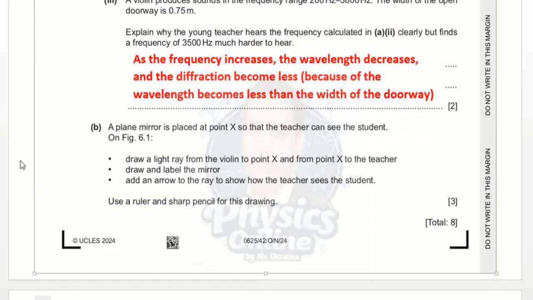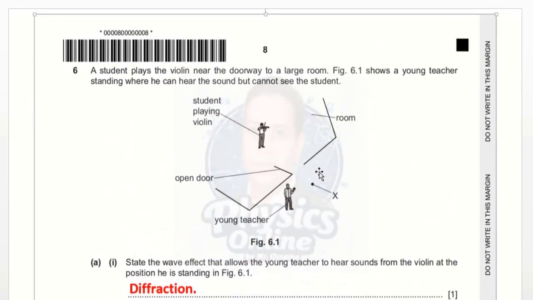A blind mirror is placed at point X so that the teacher can see the student. On figure 6.1, draw light ray from the violin to point X and from point X to the teacher. Draw and label the mirror, add an arrow to the ray. So here at point X we have a mirror. We need to draw the mirror.